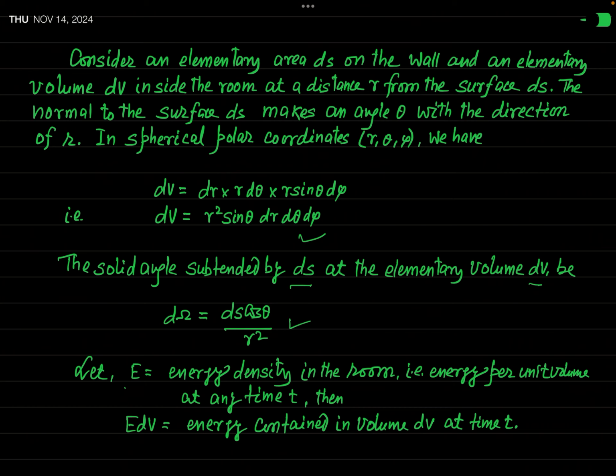Now, let us consider that E is the energy density in the room at any time t. When you say energy density, what does it mean? It means E is the amount of energy distributed in unit volume of the room at any time t. Also, you can say that this E is the instantaneous energy density. As our assumption is that energy distribution is uniform, at this time t, at any position inside the room, energy density will be the same, and that will be E. Since E is energy density, which means energy content in unit volume, what will be the energy content in this elementary volume dV? This will be simply E times dV. So E dV represents the energy content in volume dV at time t.